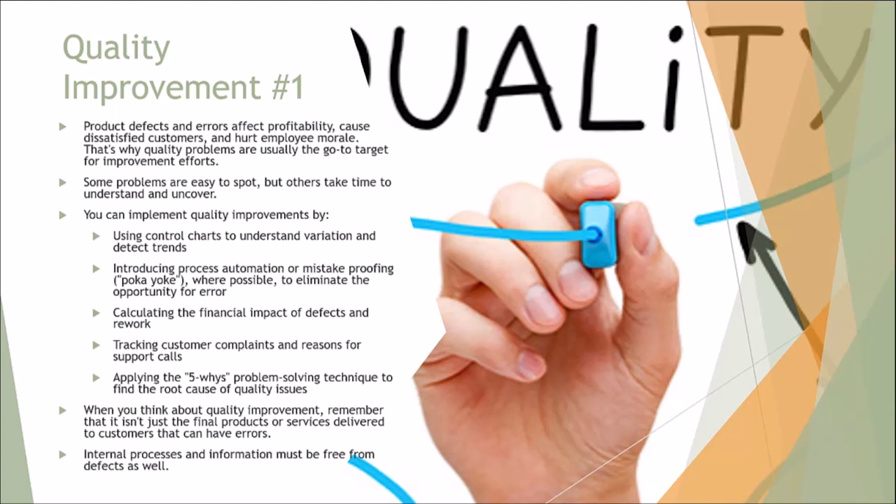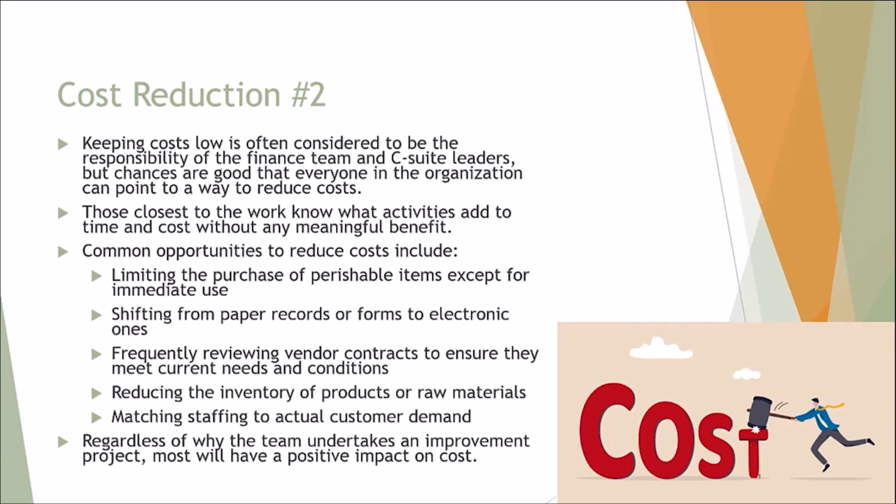So when you're working and looking at quality improvements, those are some of the things you want to start to consider. The second type of business process improvement project is doing a cost reduction. And in a cost reduction, of course, you're looking for ways to reduce the cost of how the business is currently doing what they do.